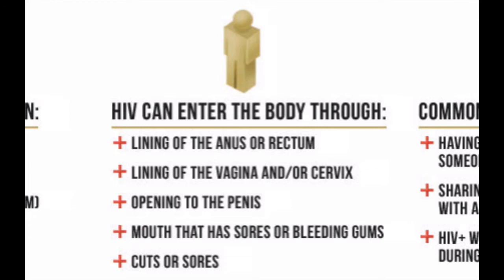HIV must then also be able to transmit into the body. Areas of the body where the HIV virus in one of the previous bodily fluids can get into your own body are through the lining of the anus or rectum, lining of the vagina or the cervix, opening to the penis, mouth that has sores or bleeding gums, and cuts or sores.